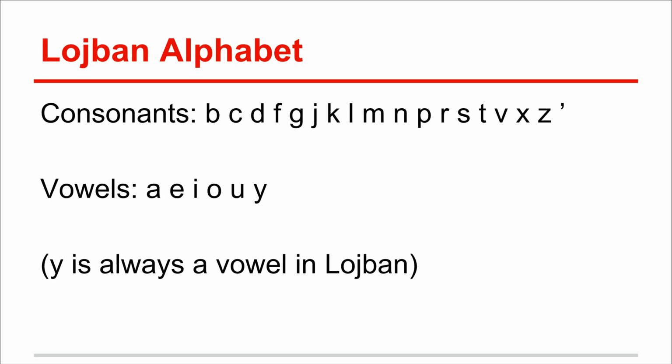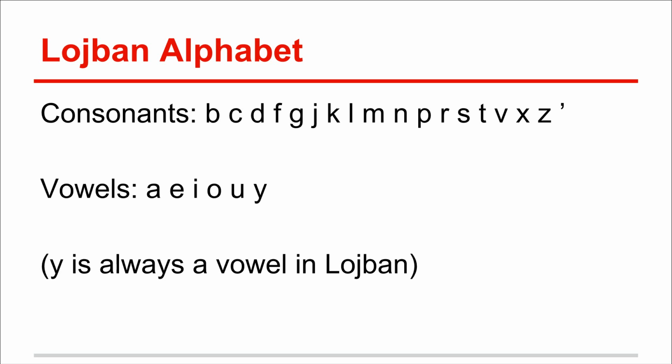So the Lojban alphabet, really quickly. It is very, very similar to the English alphabet, as you can see on this screen. So the consonants that are always consonants are B, C, D, F, G, J, K, L, M, N, P, R, S, T, V, X, Z, and the apostrophe mark, which is a consonant. I'll get into that in a second.